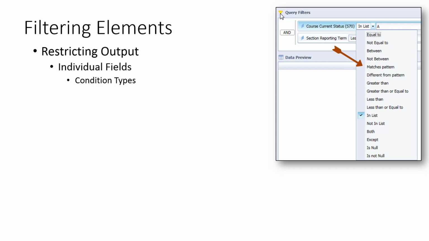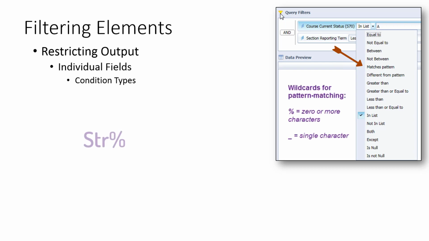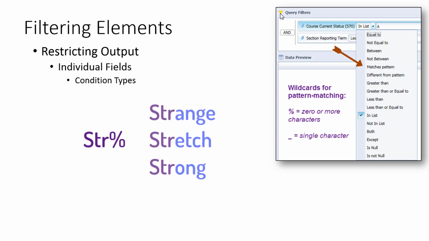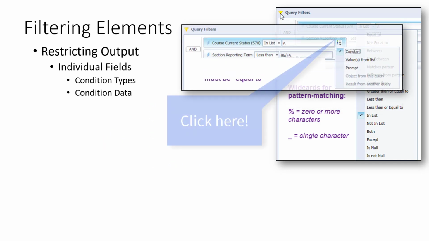The pattern matching options allow you to use wildcards. So a condition of last name matches pattern of STR% would provide a list of names whose first 3 letters are STR.